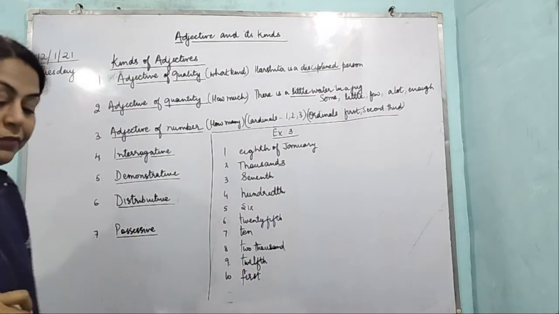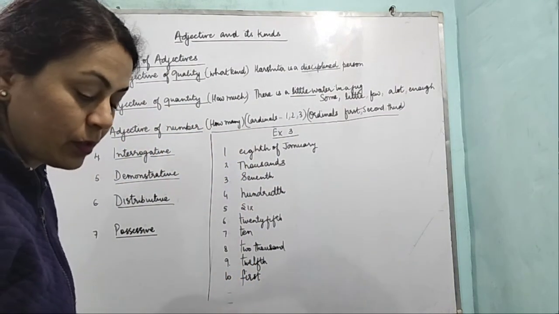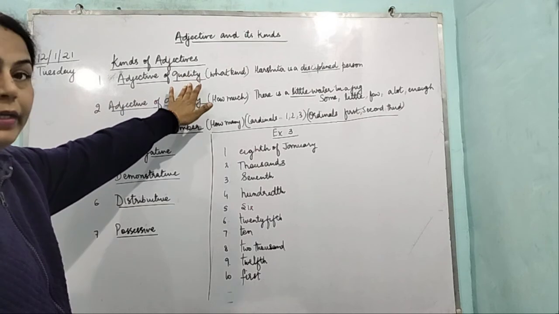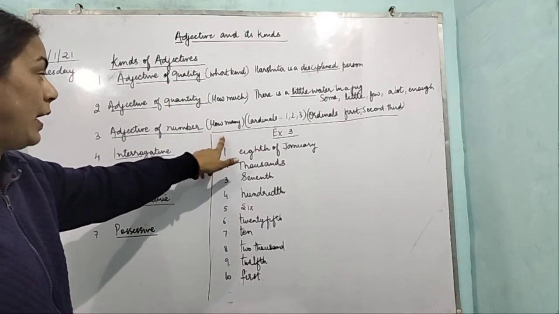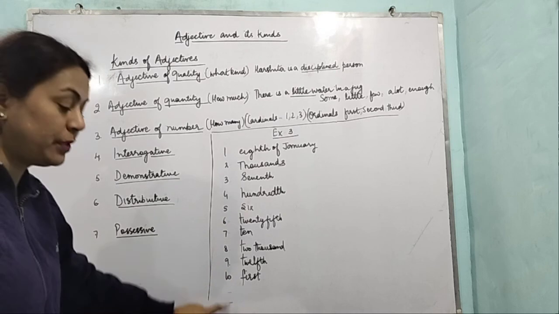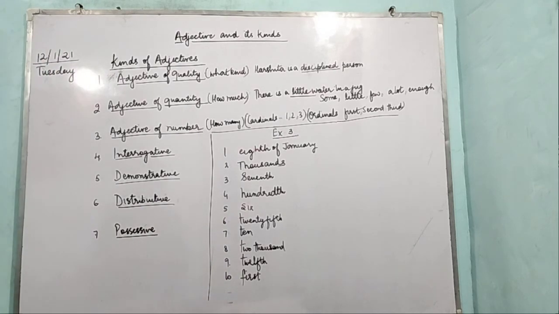So with this we have completed the adjective of quality, adjective of quantity, adjective of number, and we have done the exercise number 3 also. So all of you are required to do this work in your notebooks.